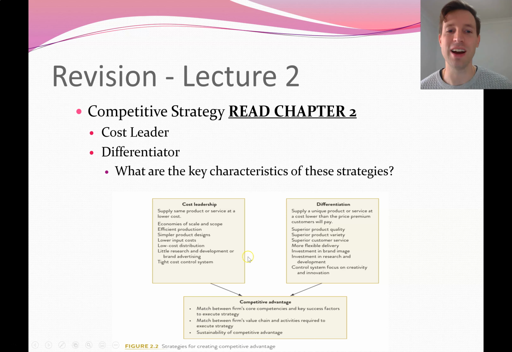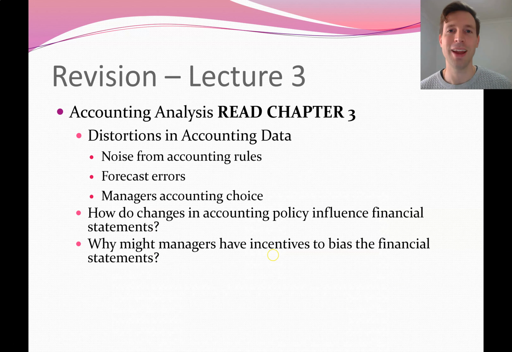We broke companies down into either cost leadership or differentiation categories, and there were subcomponents that businesses would have to succeed in to ensure that they were successfully implementing those strategies. In lecture 3, we moved on to accounting analysis. In accounting analysis, we said accounting data often has distortions, and those distortions can be caused by 3 factors.